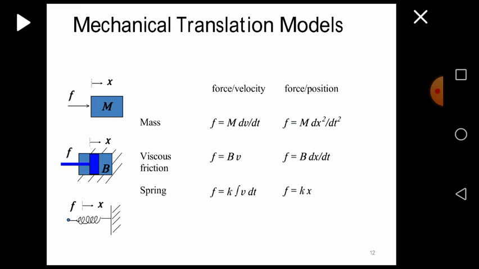Okay. Now we know that in a mechanical translation model, we have mass, viscous friction, and spring. We have to calculate the force in the mass, friction, and spring in terms of velocity. If we are going to find the force in a mass in terms of velocity, then we have to write the equation as F is equal to m into dv divided by dt. For viscous friction, the force in terms of velocity is F equal to B into v.